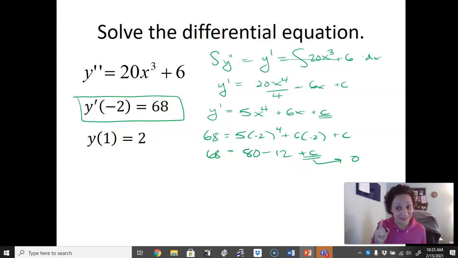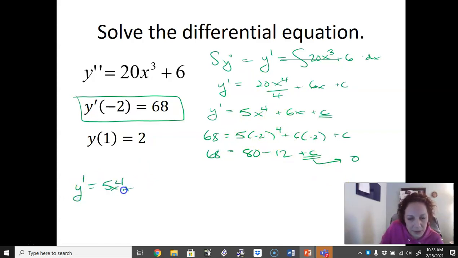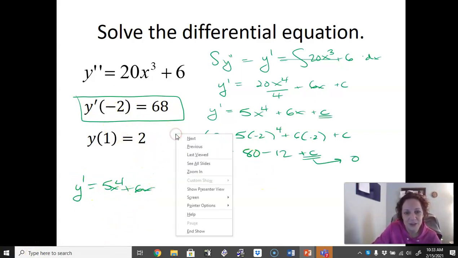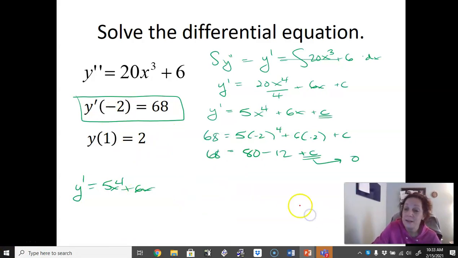That's actually really lucky, because if that c wasn't 0 and you didn't do that step, ooh, would you be in trouble? All right, but the good news, that did come out to 0. So here's what I know. My derivative is 5x to the 4th plus 6x plus 0. I'm not even going to write the plus 0. But I'm not done, because that's just the derivative, and I need the original function. I'm starting with the second derivative. I need to back up to my original function.